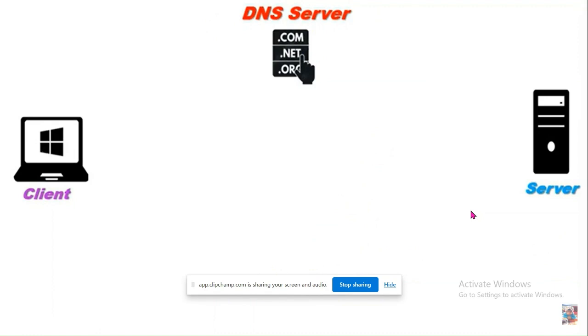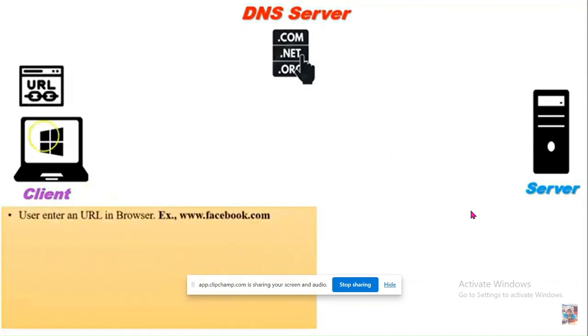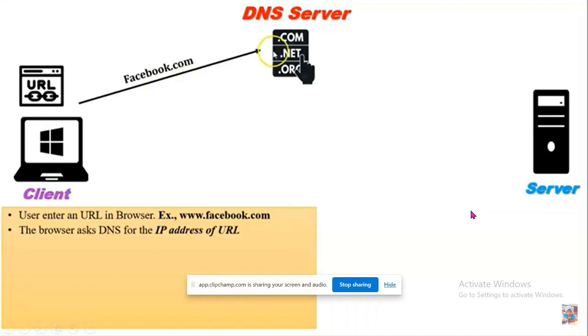The user wants to access a web page from the server and enters the URL in the web browser. For example, the user enters www.facebook.com. It means the user wants to access a web page from the Facebook server. Next, the browser asks the DNS server for the IP address of that URL, because I already told you the purpose of DNS: name to IP conversion and IP to name conversion.